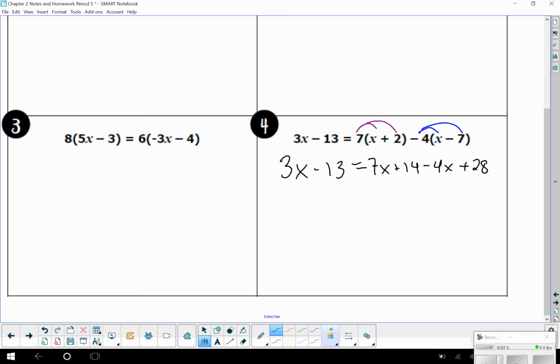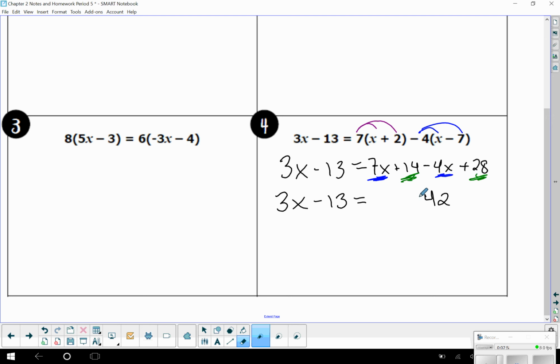Okay, so let's now combine like terms. There's nothing to combine over here, but we can combine this one and that one, and then we can combine this and this. So we get 3x minus 13 equals 11x plus, what is that, 12 is 42? Yeah, 42. I see a mistake. Hopefully you guys do too. This is not right.